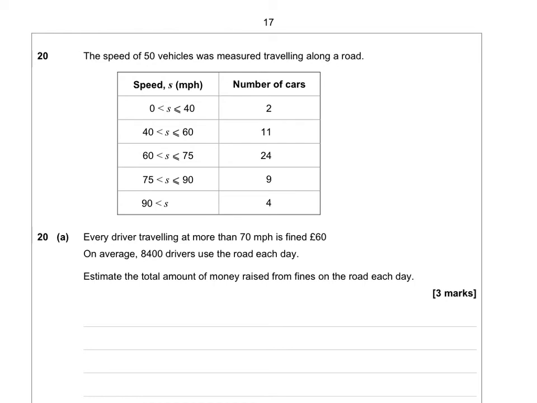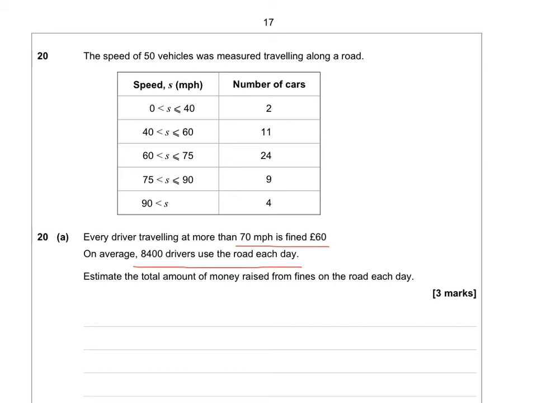Question 20. The speed of 50 vehicles was measured travelling along a road. Each driver travelling at more than 70 miles per hour is fined £60. On average, 8,400 drivers use the road each day. Estimate the total amount of money raised from fines on the road each day.